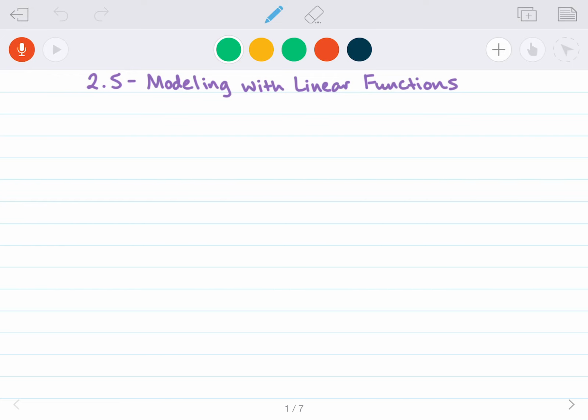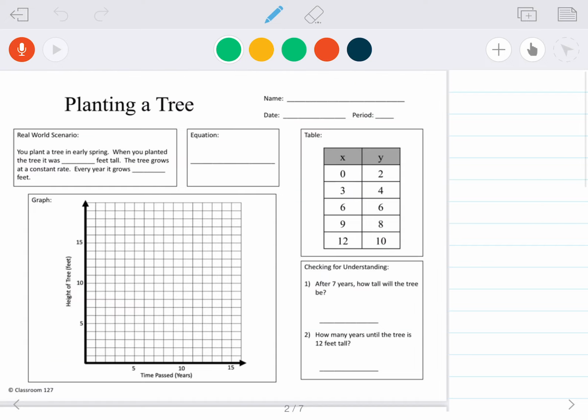Hey guys, in this video we're going to talk about Chapter 2, Section 5, Modeling with Linear Functions. So essentially this section is going to be a review of what we talked about in 2.1, but we're going to do some more in-depth examples where we are interpreting real-world situations in a linear context and answering some questions.